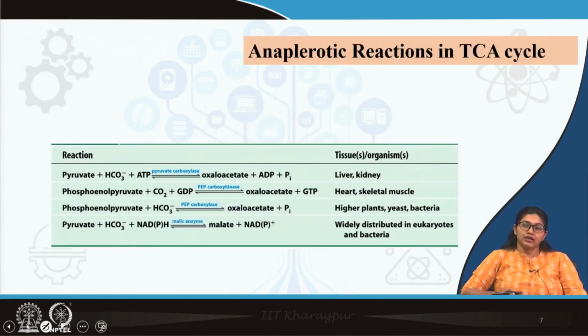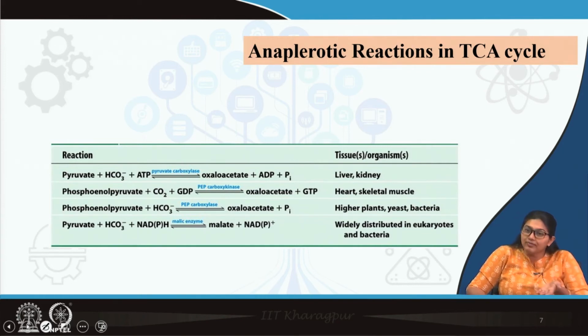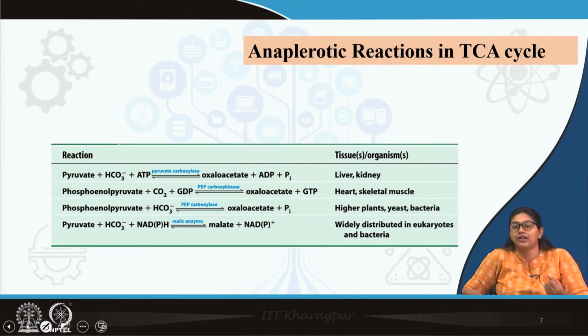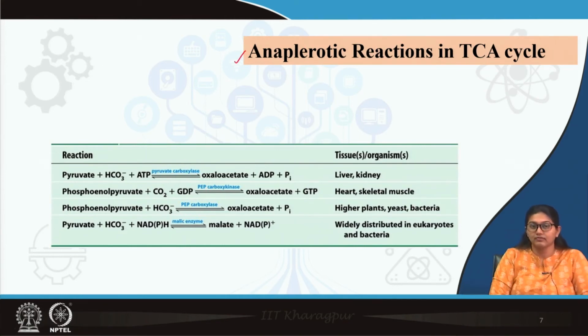Now, in the TCA cycle you can see that intermediates are used up for synthesizing different other materials. So, the intermediates are siphoned off from the cycle. So, definitely it needs some replenishment. The intermediates should be replenished inside the cycle. How? By different anaplerotic reactions. Now, there are 4 important anaplerotic reactions which occur in the TCA cycle.